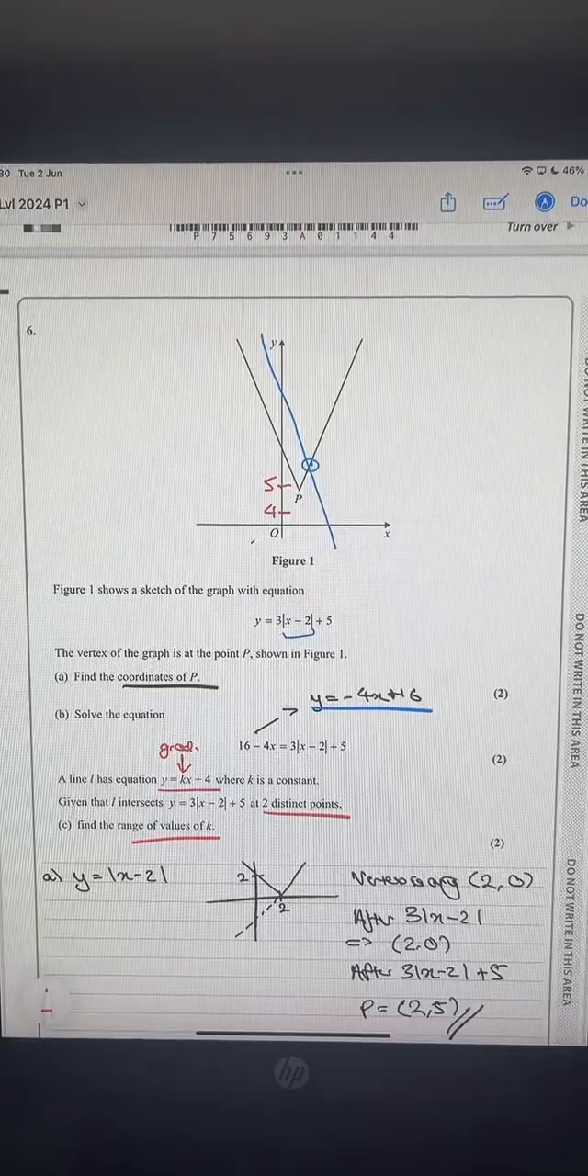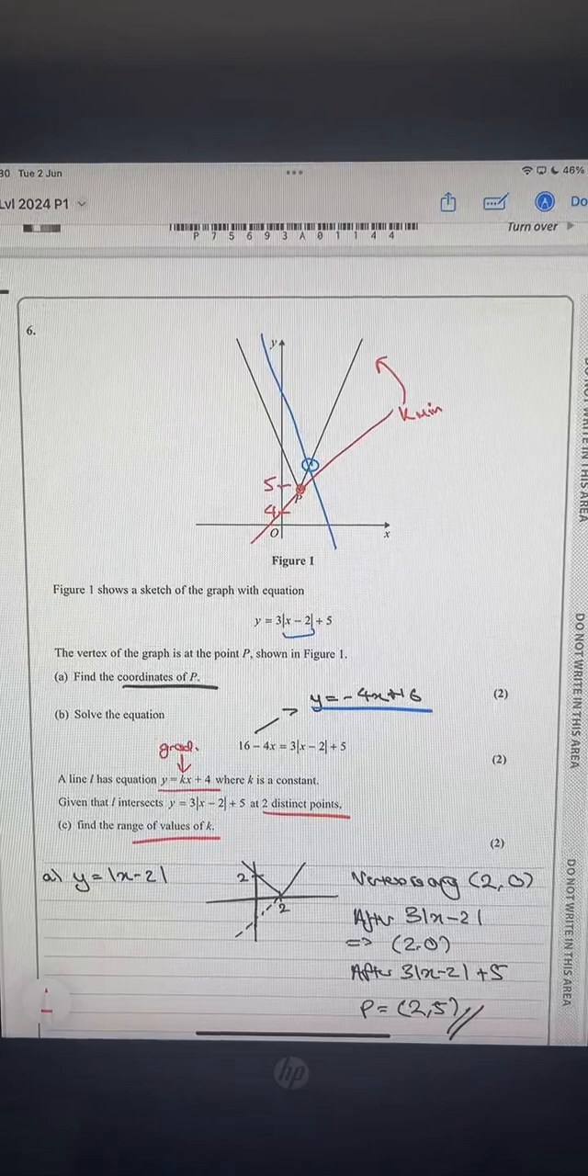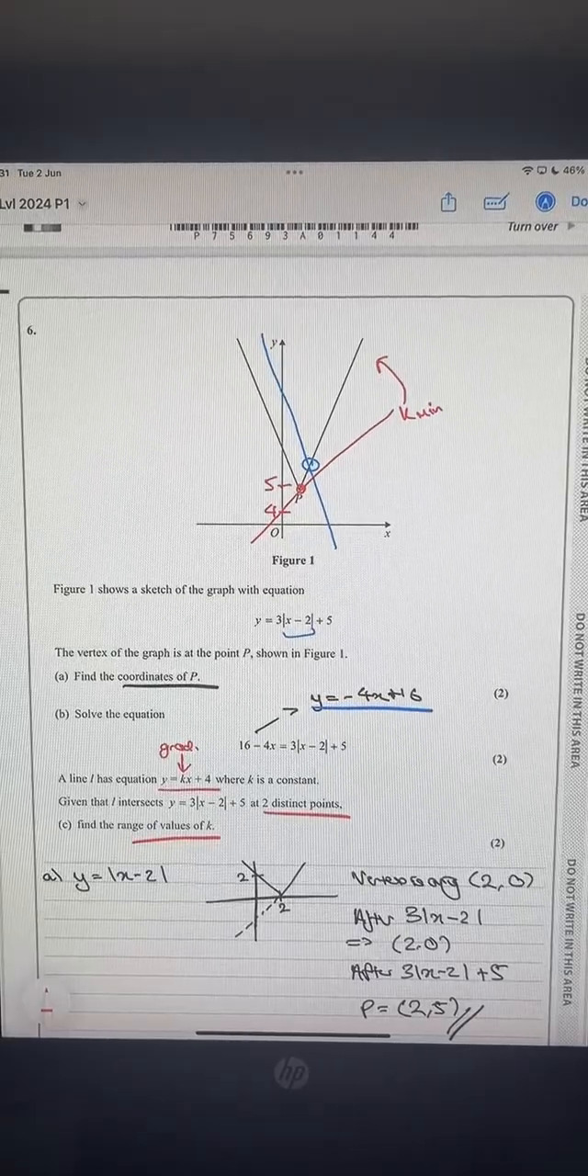So if I have this where it just touches at p, that is my 1 point of intersection. So anything greater in this part would mean 2 points of intersection. So I know that it's got to be greater than this k1 gradient. So let's call that k min. So it's got to be strictly greater than that, because if it's equal to that, then it's just 1 point. Then what's my maximum value?